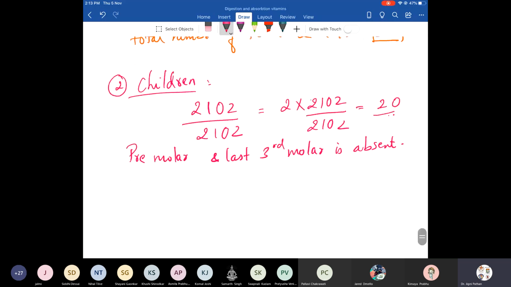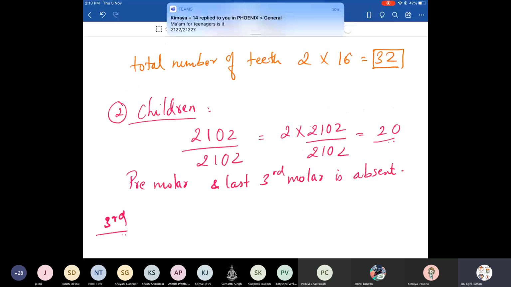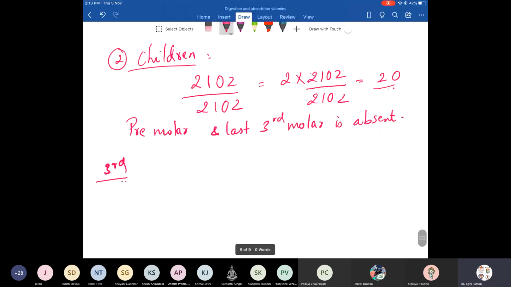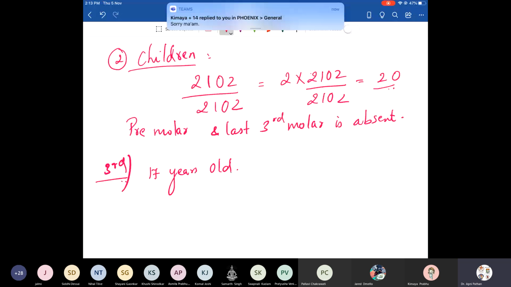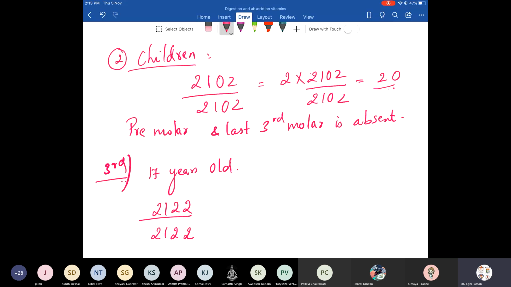Next, third one. Now tell me the dental formula for a 17 year old. I'll be talking about that. I was about to talk to you regarding that now. The dental formula for a 17 year old. You can always put your inputs in the chat box.